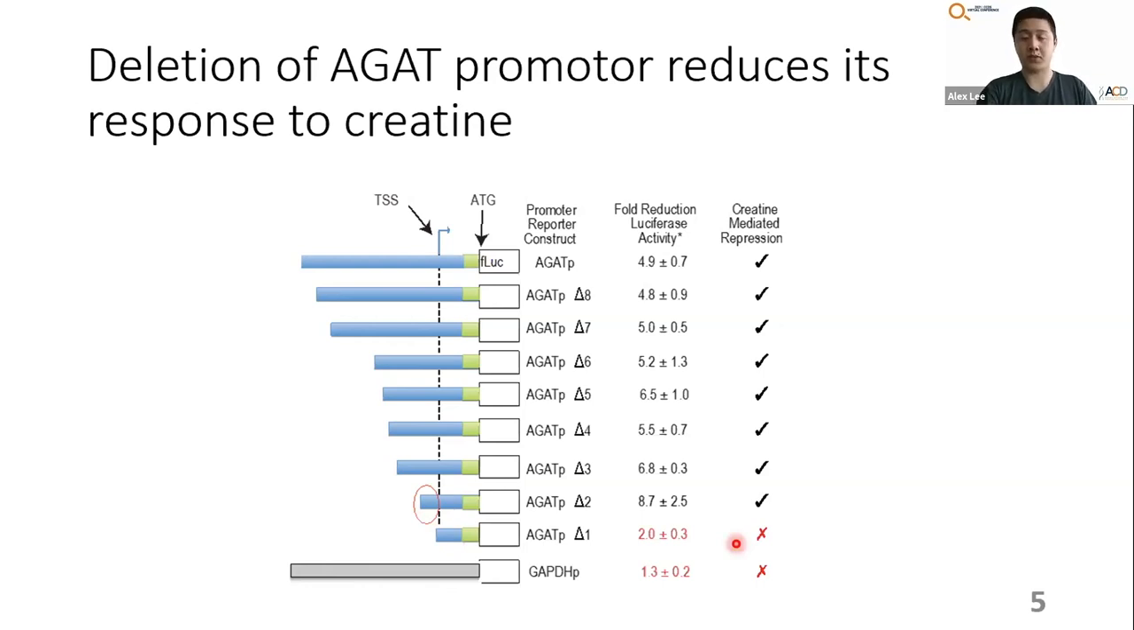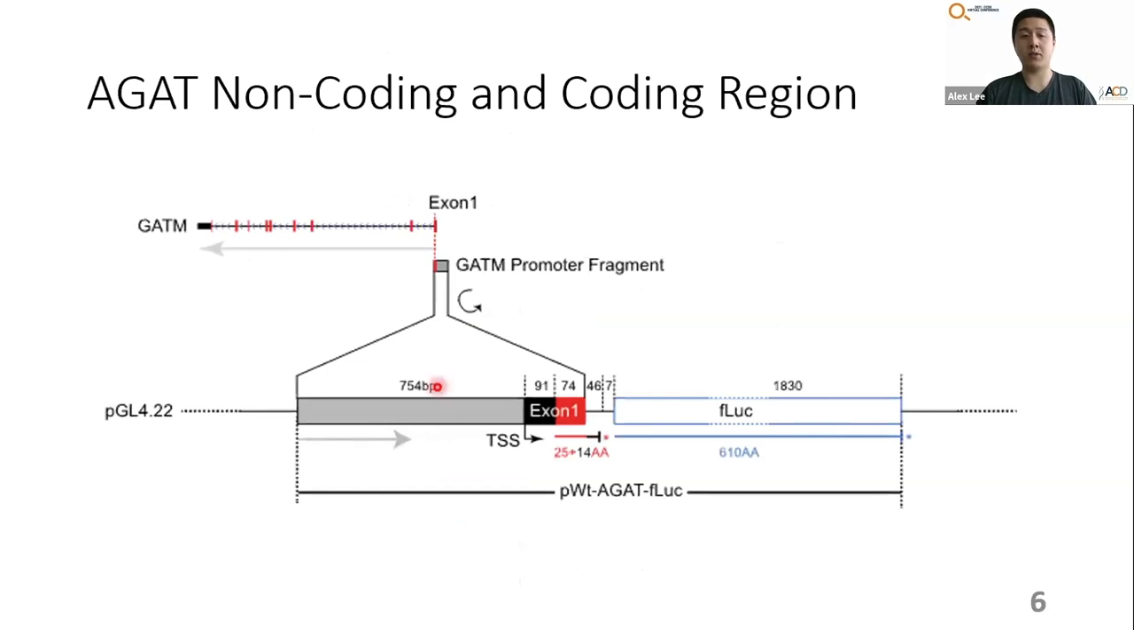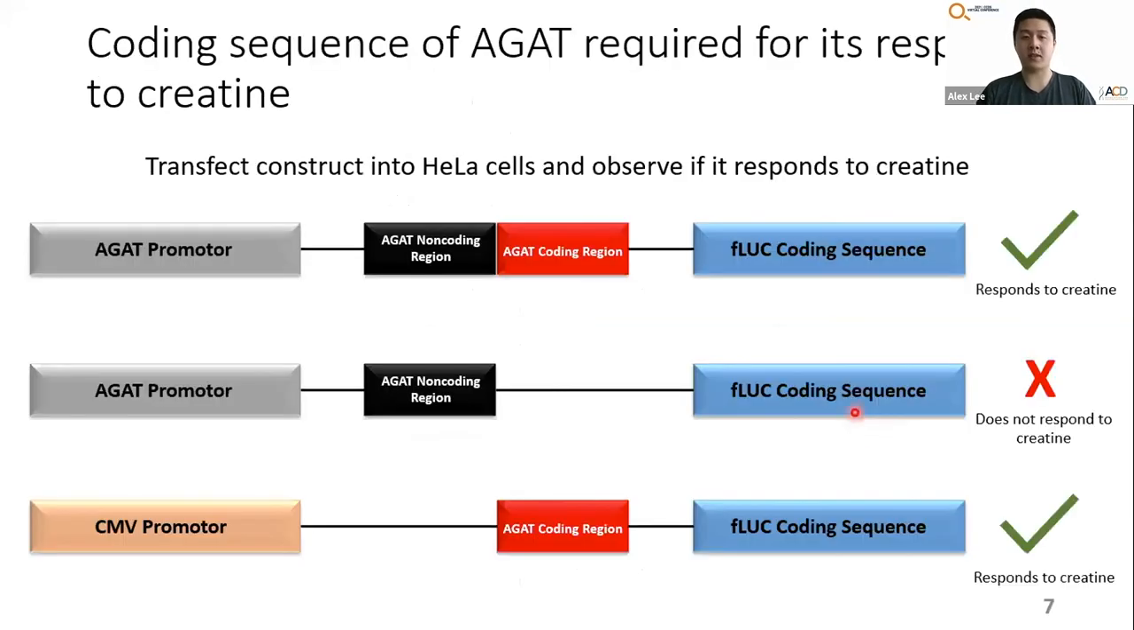To investigate this question, we have this construct containing the promoter region of AGAT, part of its non-coding and coding region as indicated in black and red respectively, and these are both part of exon 1 of AGAT, which is then linked to a luciferase reporter. We transfect this construct into cells to measure creatine response. In the wild type or control, as we expect, this construct responds to creatine. However, in the absence of the AGAT coding region, we suddenly lose the ability to respond to creatine, whereas the coding region by itself with a CMV promoter is able to respond to creatine. Based upon this observation, the AGAT coding region may contain a motif that is important for facilitating the repression via creatine.